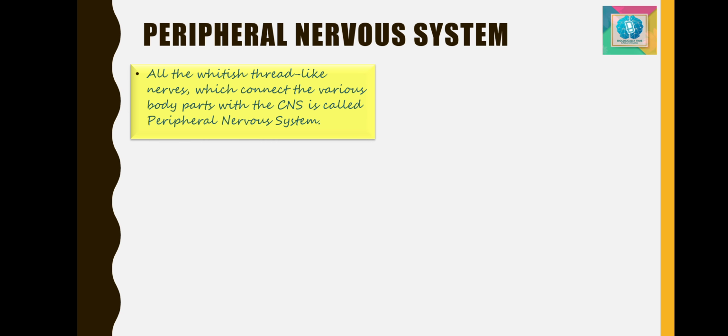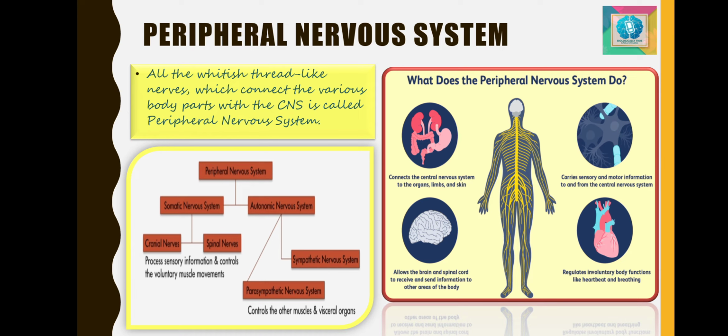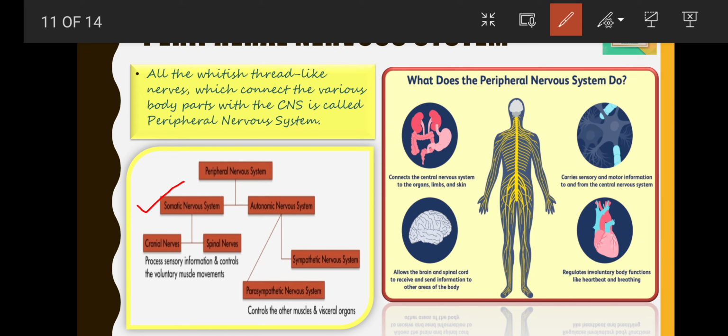Now let's discuss the second part of the nervous system, that is the peripheral nervous system. All the whitish thread-like nerves which connect the various body parts with the central nervous system collectively constitute the peripheral nervous system. This peripheral nervous system is further divided into two: the somatic nervous system and the autonomic nervous system. The somatic nervous system further contains two types of nerves, the cranial nerves and the spinal nerves, and the autonomic nervous system contains the sympathetic and the parasympathetic nervous system.